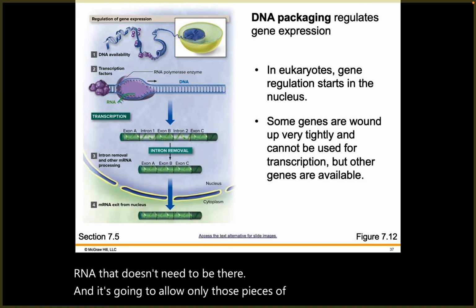So if you notice, there are two types. There are what's called exons and introns. Introns get removed and stay in the nucleus. Exons exit the nucleus and become what's known as mature messenger RNA. And it's going to move out of those nuclear pores to the cytoplasm.